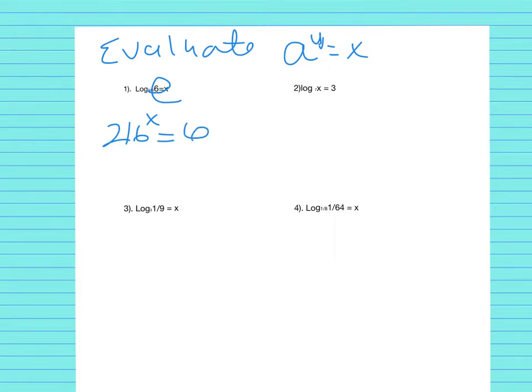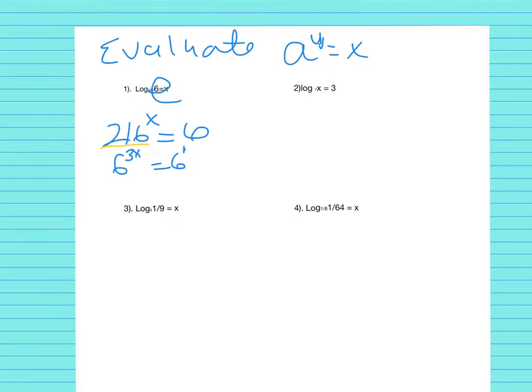Okay, and at this point what you want to do is turn it into a common base. So you always want to change the bigger base to be the other base, because you can't change 6 to be 216, but you can take 216 and make it a 6. So I know that 6 to the third power is 216. So I'm going to rewrite 6 to the third is 216. I have the little x up there. And then 6, and I need an exponent for the 6, so it would be a 1 in this case.